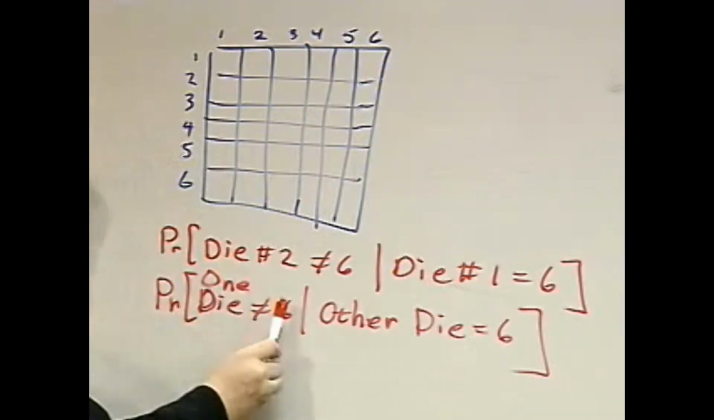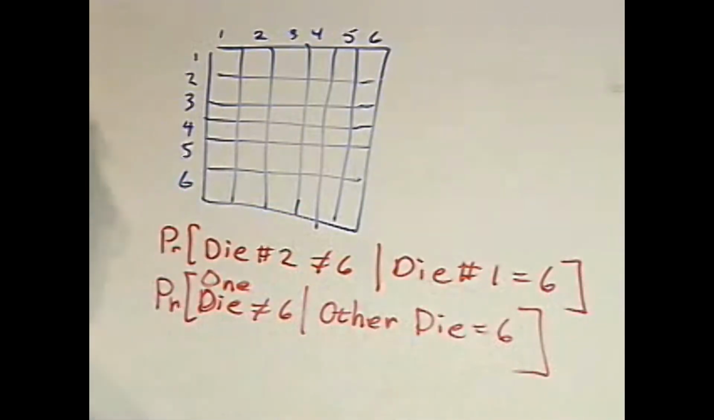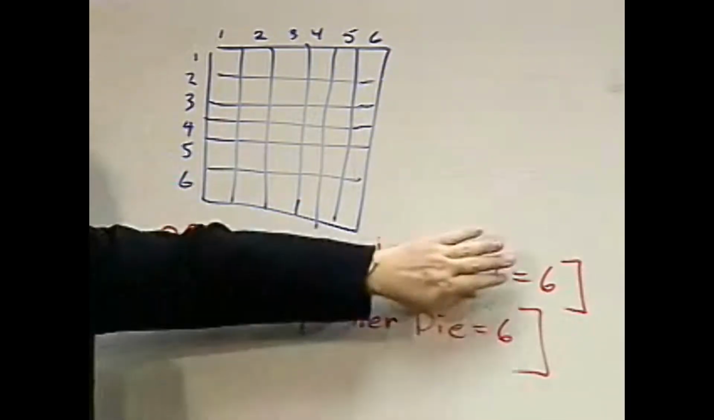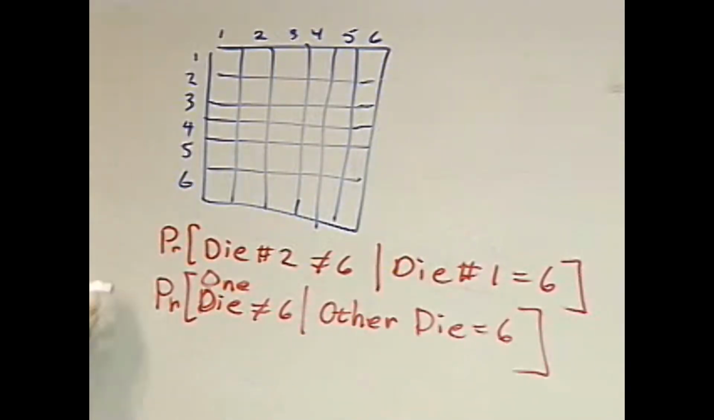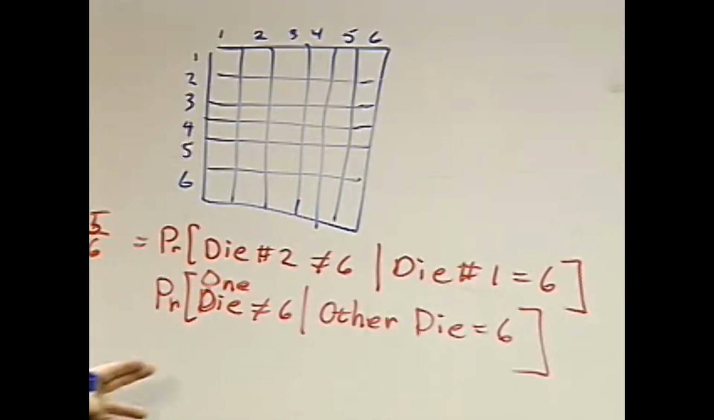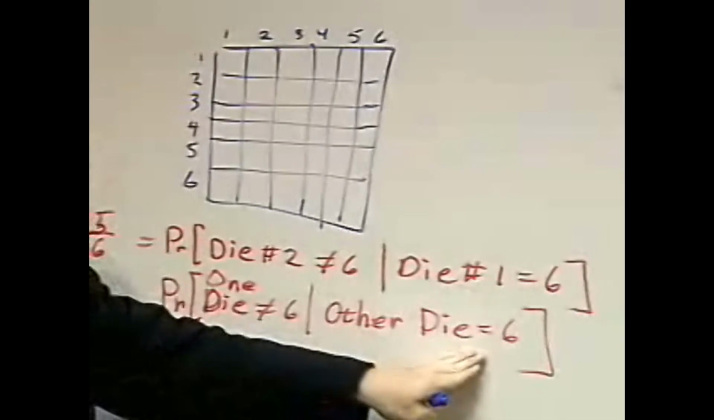Clearly, in this first one, the probability that die number 2 is equal to 6, given that die number 1 is equal to 6, this event is independent of this event, so therefore, given this information gives you no information at all. So this is clearly equal to 1/6, correct? Same thing. Okay, you're right, 5/6. Thank you. The second one is the probability that one die is not equal to 6, given that the other die is equal to 6.